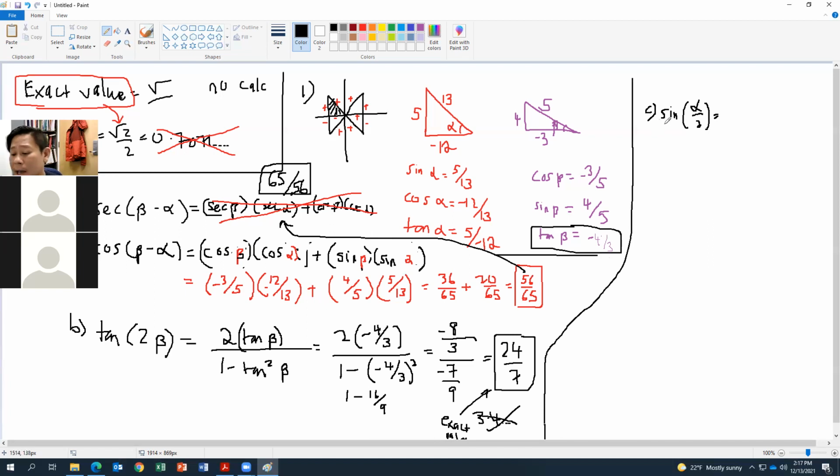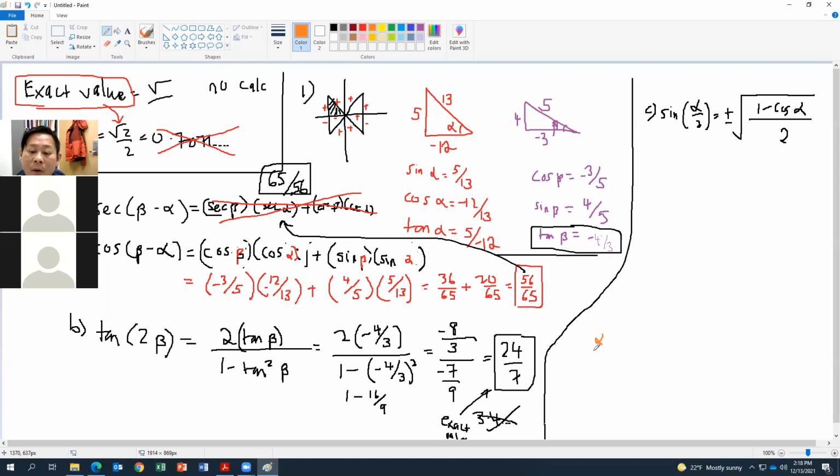Next question C, sine alpha over 2. So in order for you to use the formula for sine alpha over 2, what is the formula for sine alpha over 2? Plus or minus square root of 1 minus cosine u over 2. And we don't use u, we use cosine alpha in this case, because our u in this case is alpha.